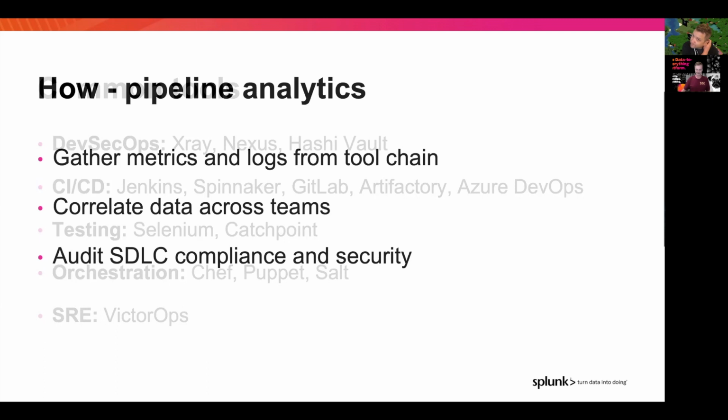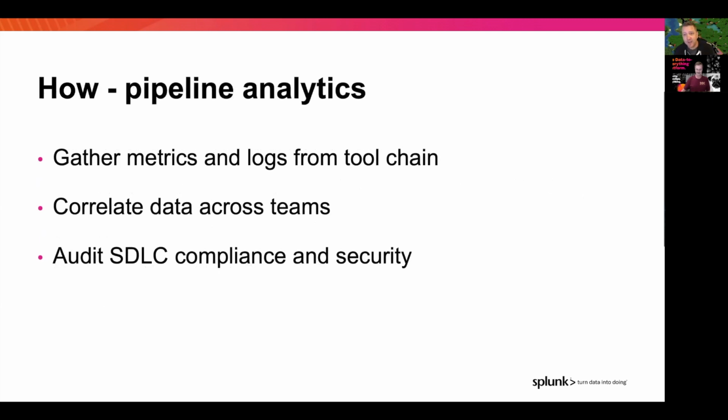That's good. All right, so how do you do this? It's not trivial, but understanding how to get there is not all that complicated. You're going to gather metrics and logs from your tool chain. This is the telemetry coming off of your tools. Different tools have different types of data that will determine how you collect it and visualize it. You're going to correlate that data across teams and use cases. And also, you need to build a strategy for compliance and security. You can't just jump into it and expect it to work.